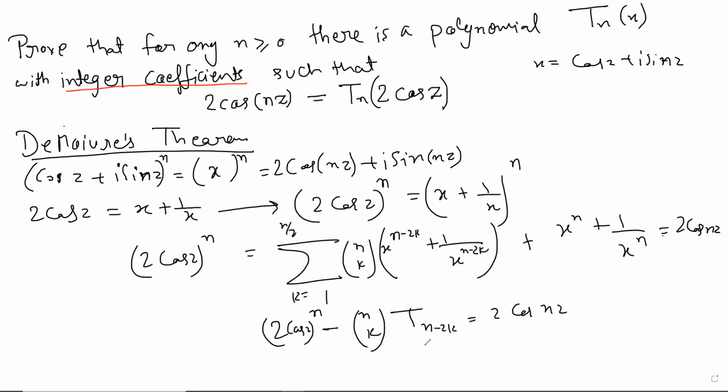So this is your polynomial. So it is a previous polynomial, and so your polynomial would be, as you can understand, this 2 cos z will become your x, right? So this is this. Yeah, nice.